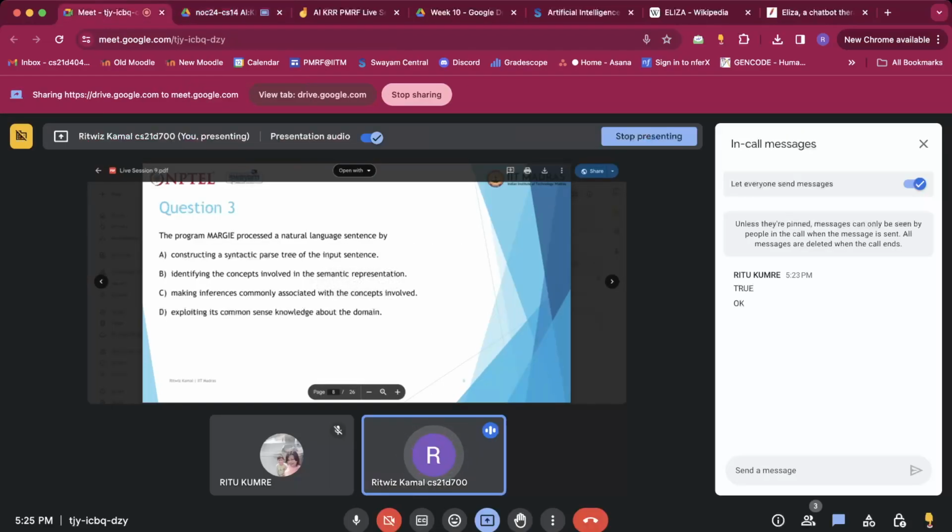So again, this is also an example of a recall based question, and like I said before, in the beginning of the session, most of the questions from this week are going to be recall based. There will be very few conceptual questions, so it's a very scoring area. If you read the slides well, you'll be able to answer most of the questions. Okay, so there's one vote for options A and B. What about option C? Could this particular program involve making inferences commonly associated with the concepts involved?